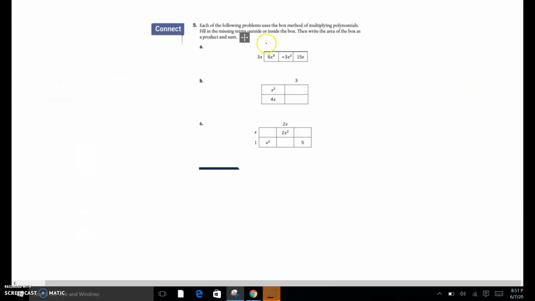Okay, so in this one, we know they multiplied to get these, so you have to kind of ask yourself, 3x times what gives me that? Well, 2 would give me the 6, and x squared would give me the x cubed, so I know that's right.